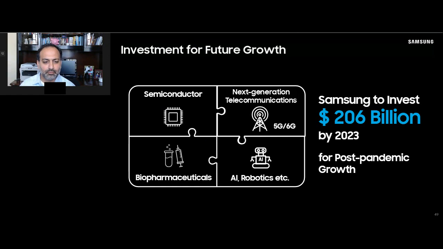And I'll close with an important point that goes back to an earlier statement around Samsung's willingness to invest in the space. Samsung announced last year that over a 3-year period, the company was going to invest $206 billion in post-pandemic growth. And there are a number of different categories where that investment is taking place. One of them is next generation telecommunications. And so that's not just 5G, it's 6G, and 6G research is well underway. Samsung is certainly a leader in that space as well.